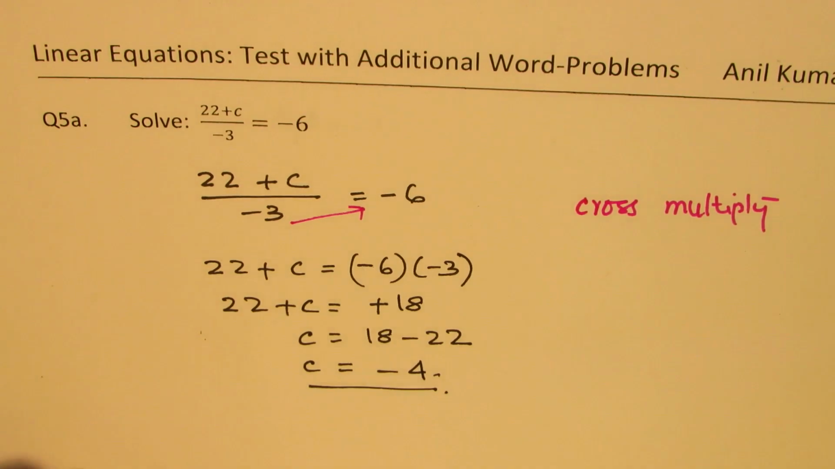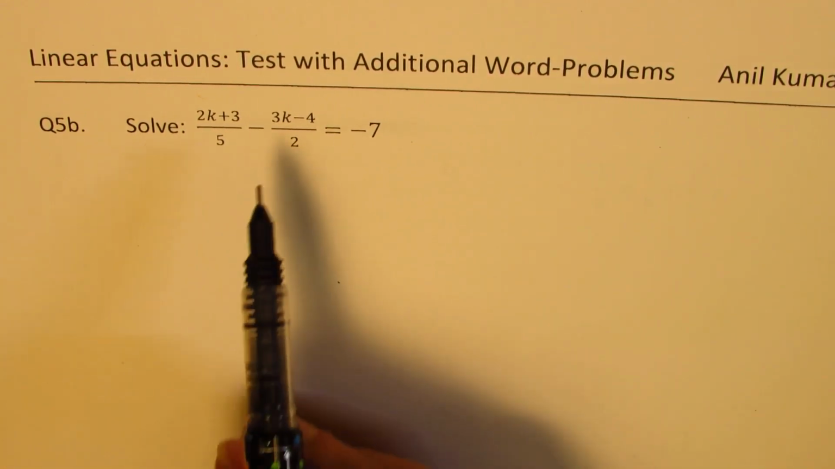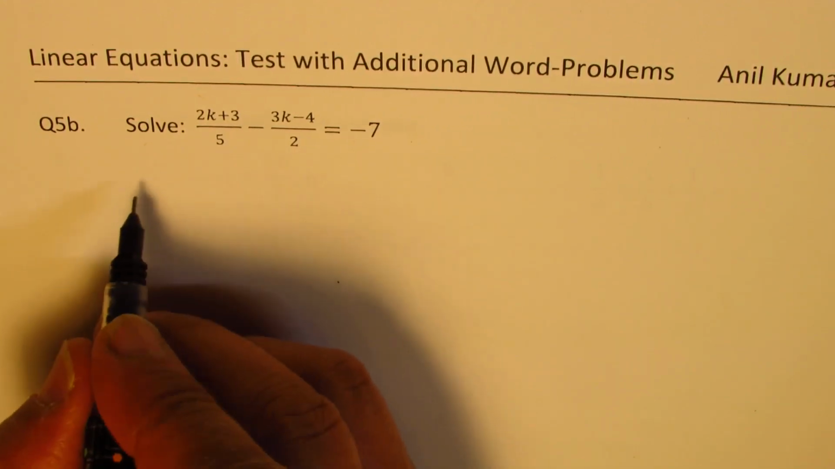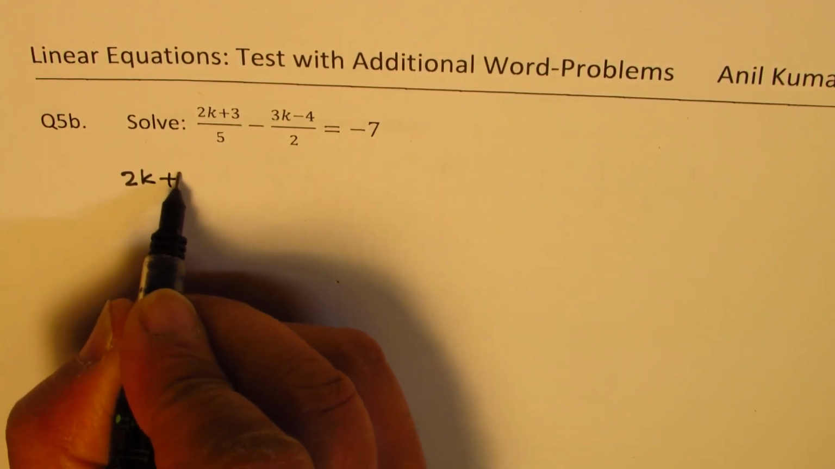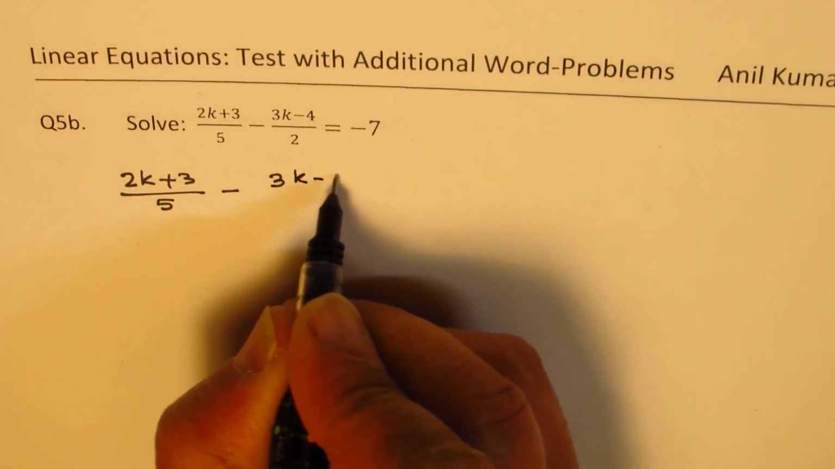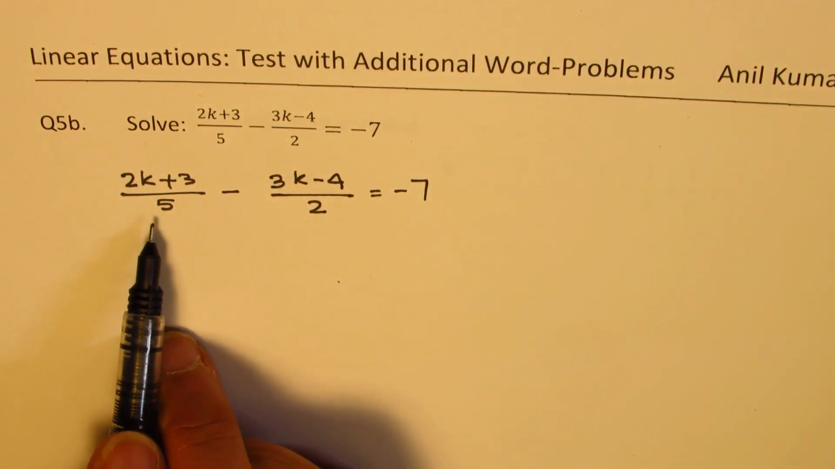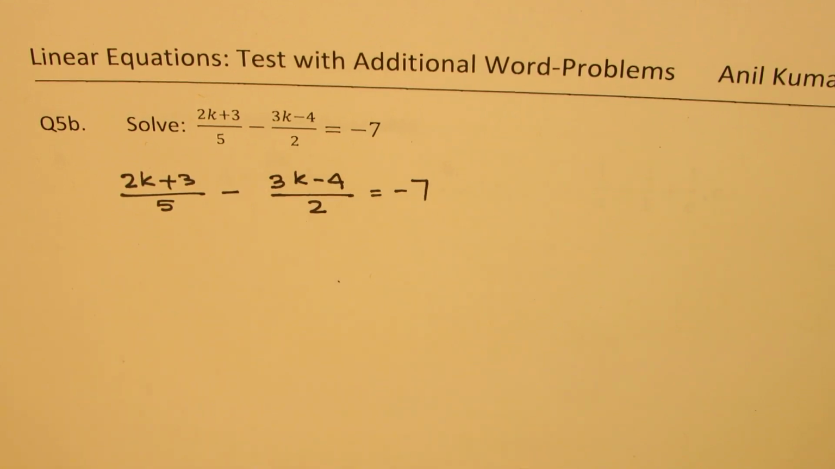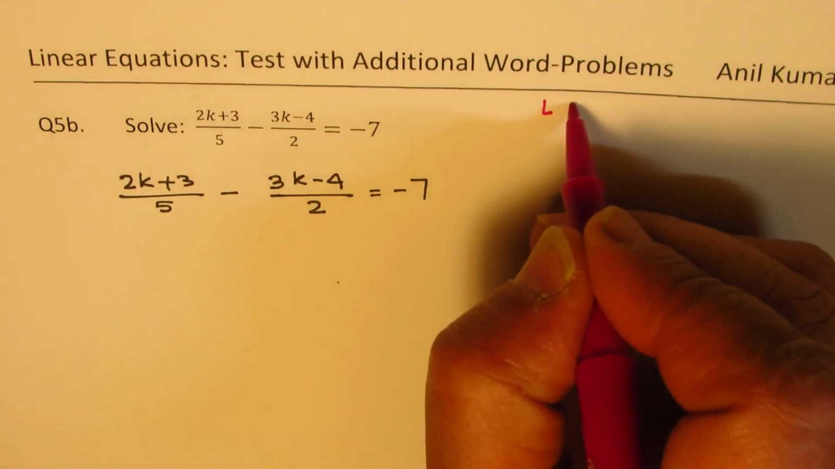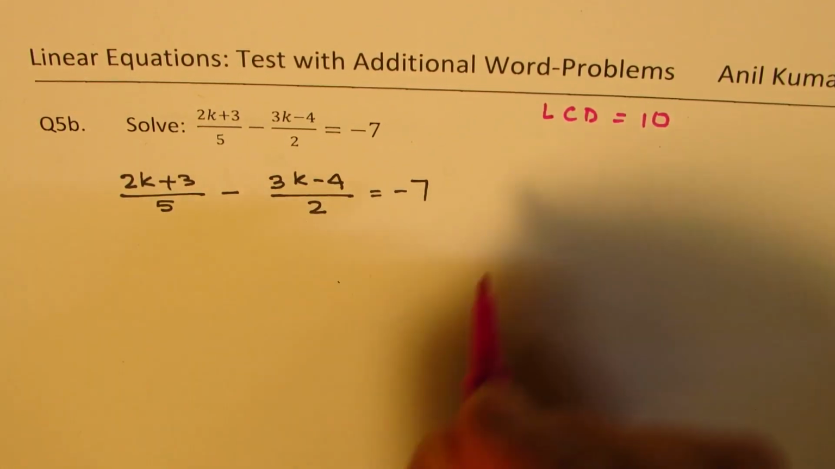Let's take the next question, which is question number 5b. I'd like you to copy the question, solve it, and then look into my suggestions. Now let's rewrite this question slightly bigger and then try to solve it. So we have 2k plus 3 divided by 5 minus 3k minus 4 over 2 equals to minus 7. Now as you can see, the common denominator is 10, right? So the lowest common denominator is equal to 10. So we could multiply each term by 10.